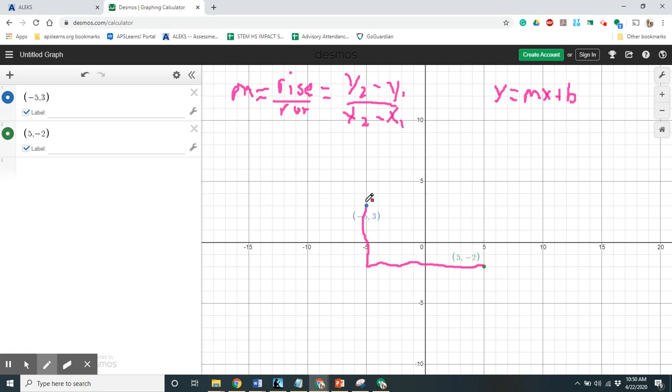So if I'm counting it out, the rise is going down 5. So it's -5 over the run is 10. So if I'm counting it out, then I know that it's -5 over 10. Which I can simplify here in the Desmos calculator. -5 divided by 10. Turn on the fraction button is -1/2.